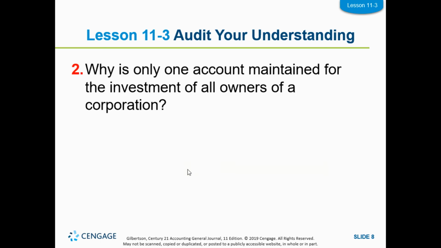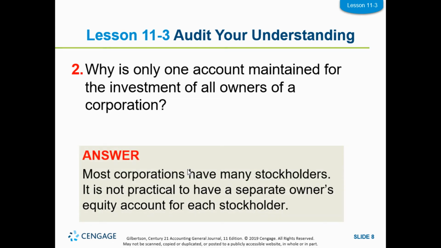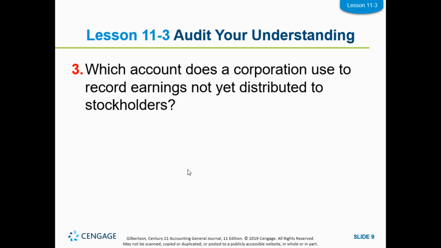Okay. Why is only one account maintained for the investment of all owners of a corporation? Another kind of weird question. We're not supposed to have an account for every shareholder we have out there. It'd be ridiculous. You wouldn't have enough room in your general ledger to do that. Your chart of accounts would be nonsense. Okay, you're only going to have one dividends account for all your shareholders and a separate checking account for them.